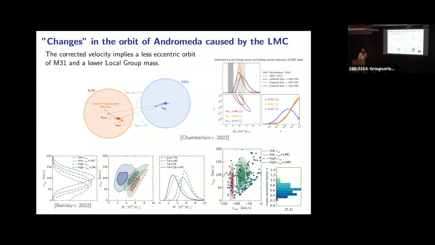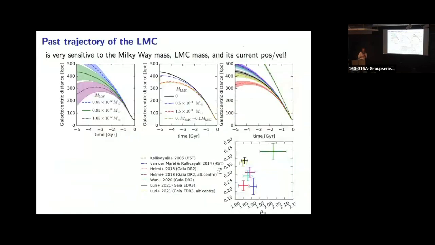And one thing that I wanted to mention in the last few minutes is that the trajectory of the LMC is actually much less well known than we would like it to be. And the reason is because it's very, very marginally bound to the Milky Way. So any small changes in the adopted proper motions lead to very significant changes in the LMC's orbit, as could be seen on this plot. So these are a selection of proper motions from a few studies in the last few years.